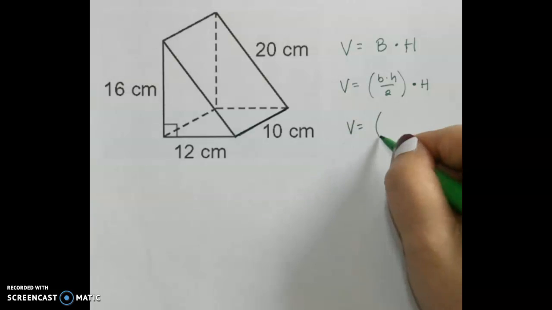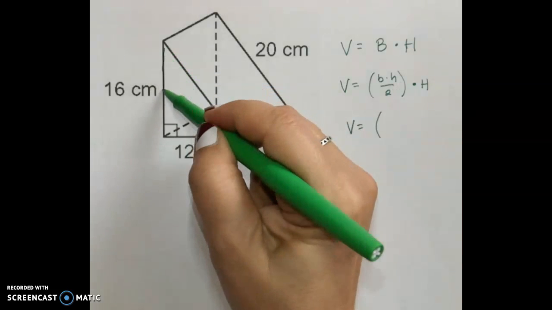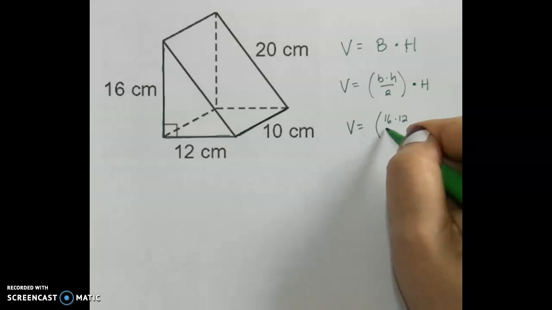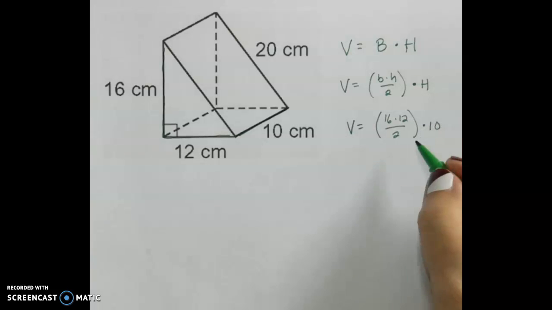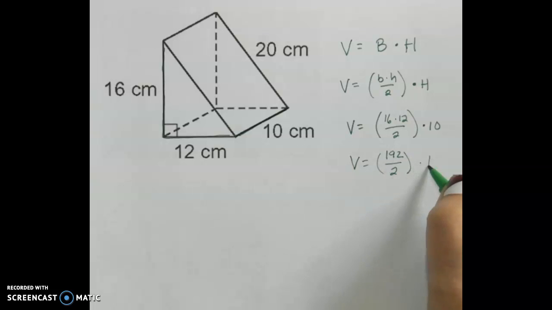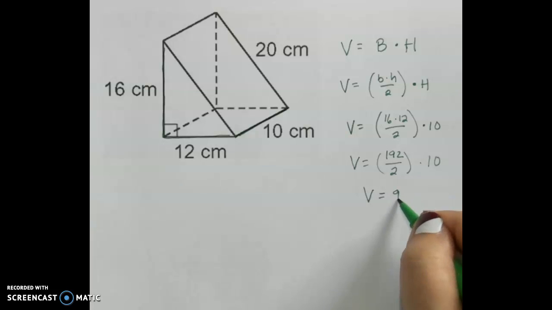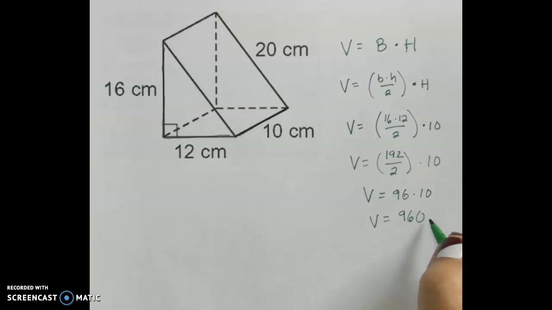When I substitute in my values, this lowercase b and lowercase h are the two sides of the triangle that form a right angle. So that's going to be 16 times 12 divided by 2 times the distance in between, which is 10 centimeters. 12 times 16 is 192, divided by 2 equals 96, and 96 times 10 is 960.